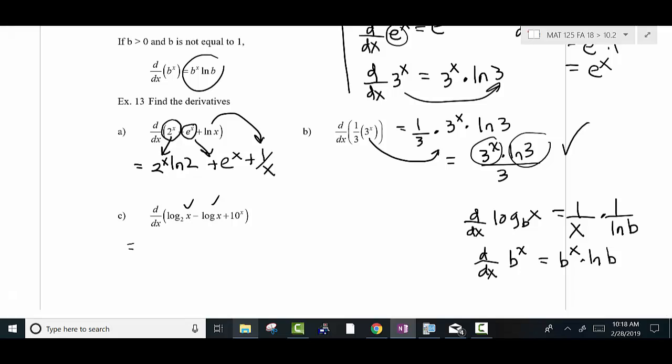Once you get the rules down on these, they are pretty easy to do. Be careful about log x, because you know what the base is if it says log x? 10. There you go. That's one of the things I want to make sure that you got. Yeah, that should be good.